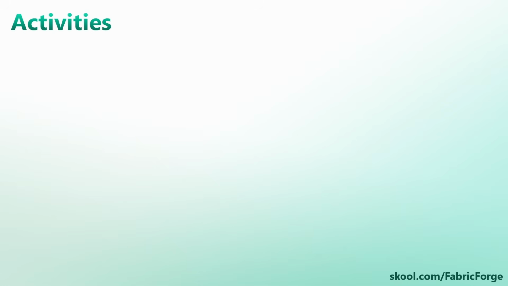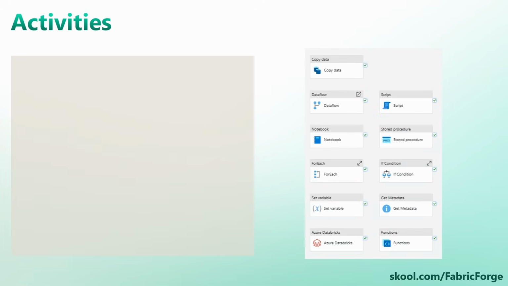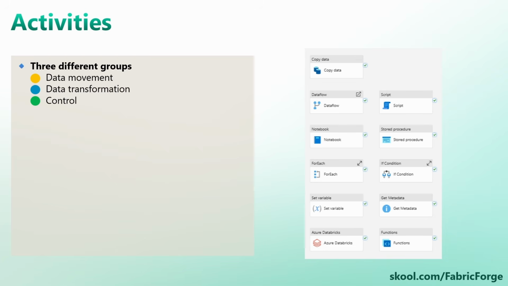Let's start with activities. Like mentioned, these are the building blocks of the data pipeline, and without activities, the data pipeline doesn't really do anything. Microsoft divides these activities into different groups, and those are data movement activities, data transformation activities, and control activities.